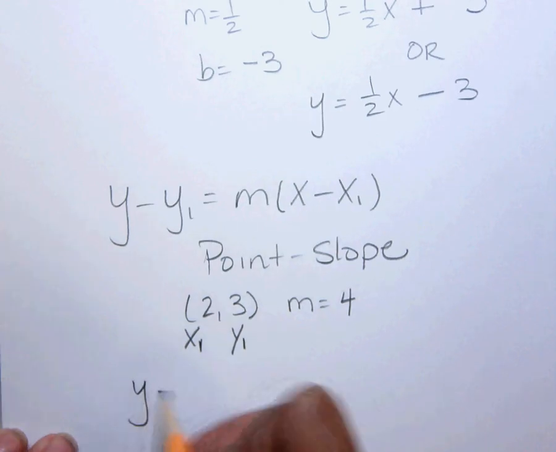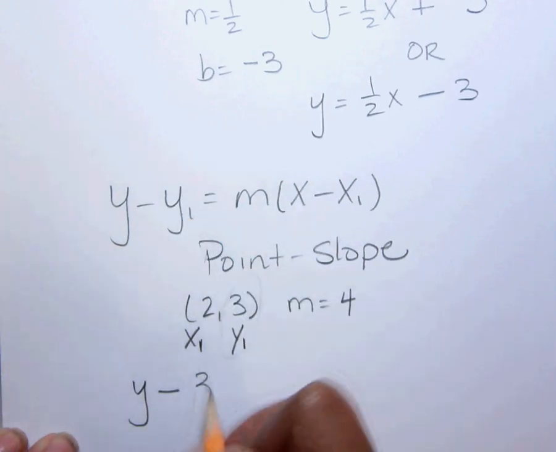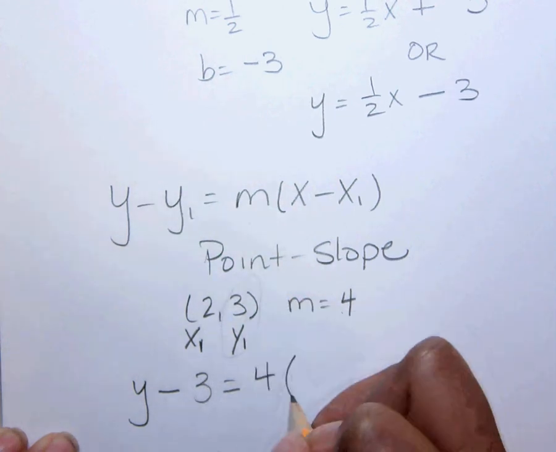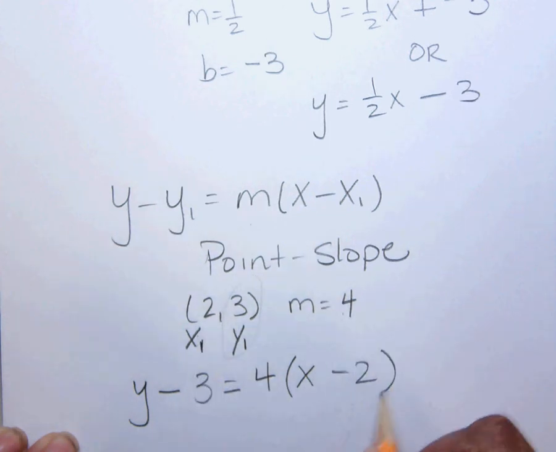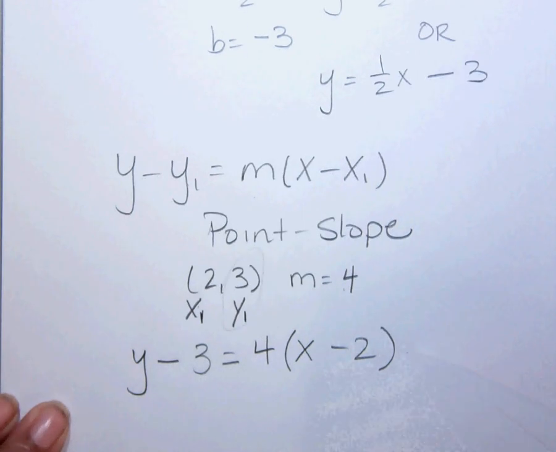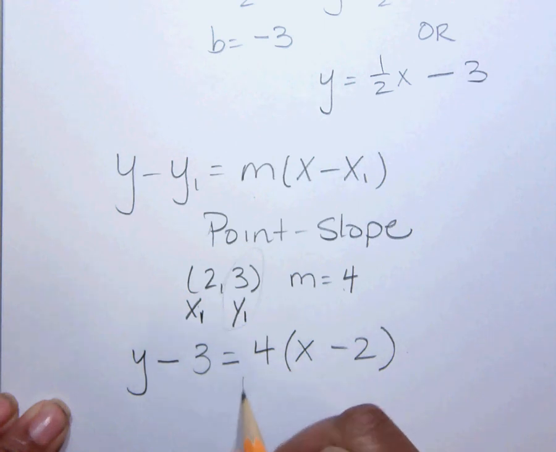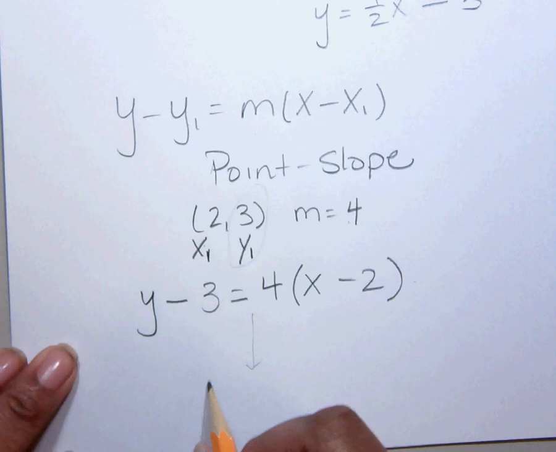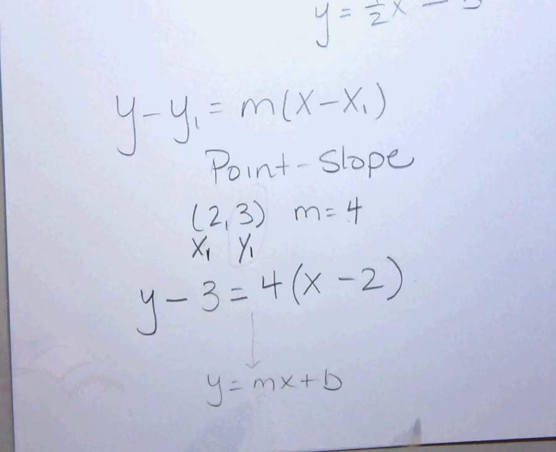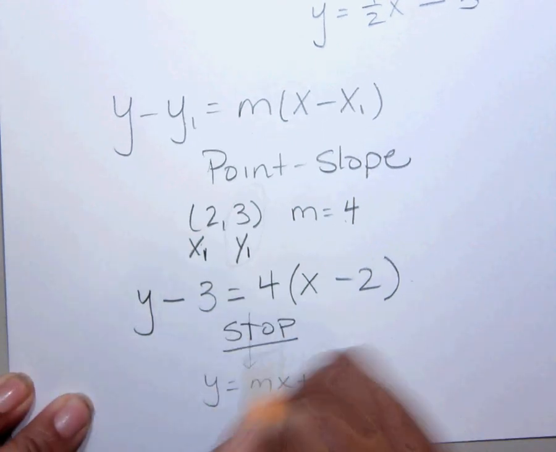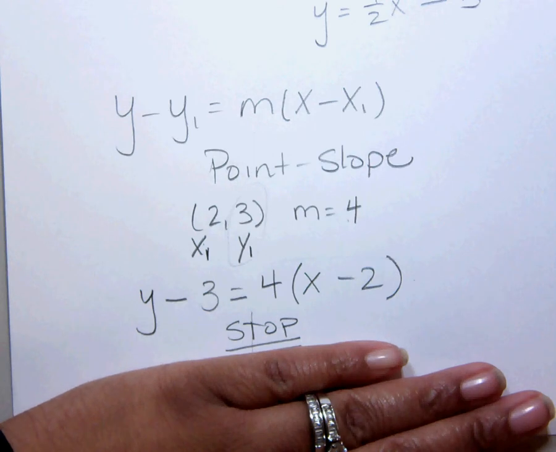So y minus y1, so you put 3. M is 4. We don't do anything for the x, but we do use 2 for x1. And now it is in point slope form. Okay? Now we will show you either later on in this video or in class, I haven't decided yet, how to solve this for y, so that when you finish, it will be y equals mx plus b. So we will change it from point slope into slope intercept. But as of right now, we're going to say stop. It is in point slope form.